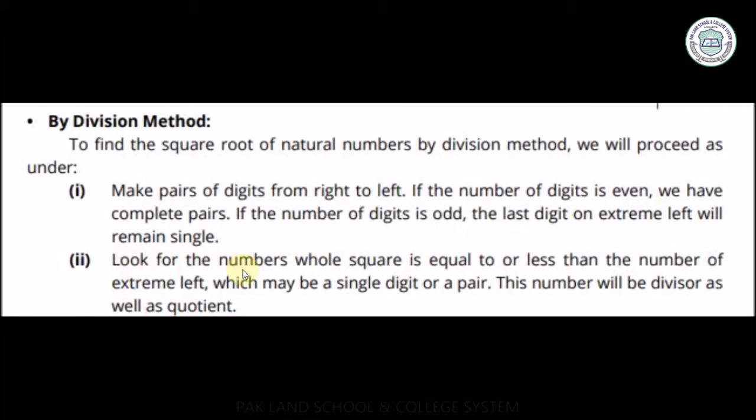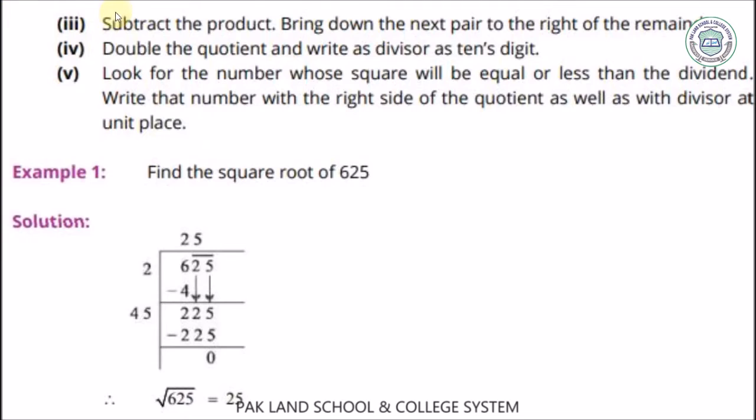Step 2 is to look for the number whose square is equal to or less than the number on the extreme left, which may be a single digit or a pair. This number will be the divisor as well as the quotient. The third step is to subtract the product and bring down the next pair to the right of the remainder.